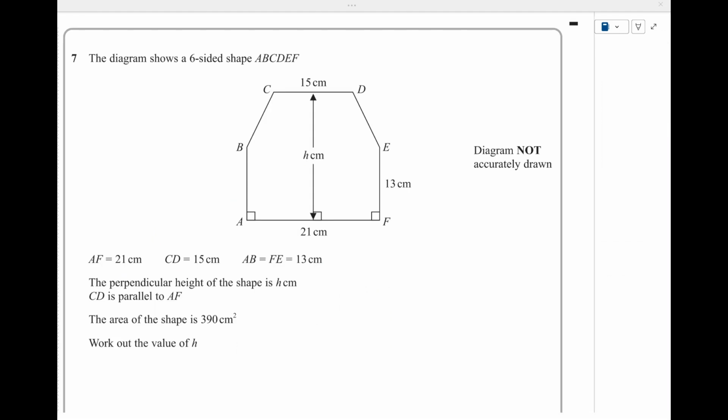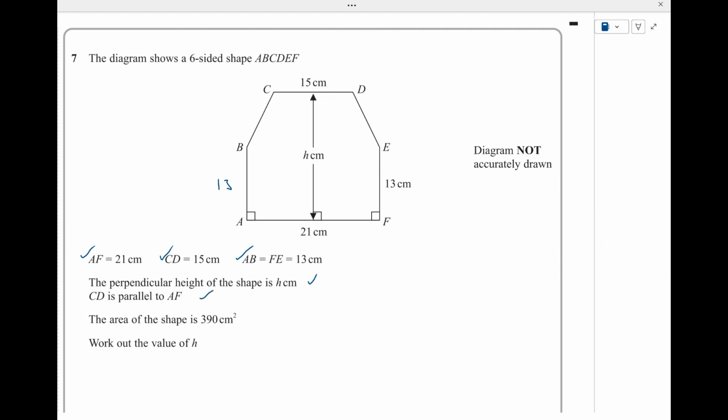Let's have a look at this, see if we can figure out which topic this is about. We've got a 6-sided shape. We're given some dimensions. Let's just check that each of those dimensions is labelled. AB equals FE equals 13. So I can label that one 13 as well, can't I? The perpendicular height of the shape is H. I can see that. CD, which is this line, is parallel to AF, which is that line. Okay, that's how it looks on the diagram.